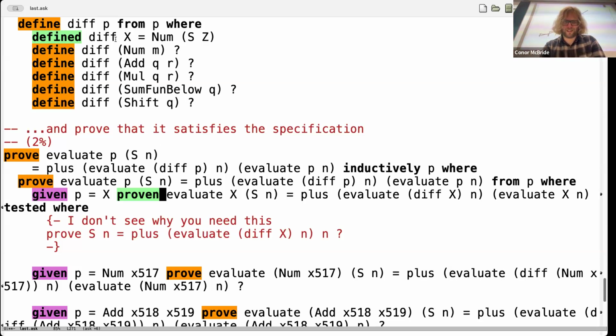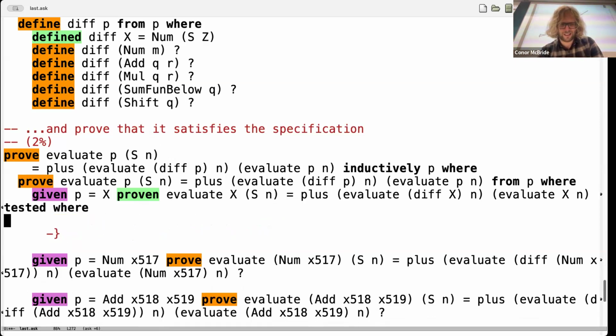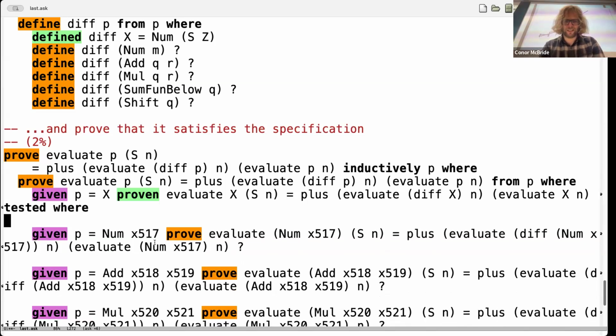So now I defined what diff of x should be. It should be num of 1. And then I go down to finish my proof, and I see that I don't have anything to do anymore because the equation is just true. By saying tested, the left-hand side has evaluated to S of n, and the right-hand side has evaluated to plus 1 n, which just computes to S of n. So that was a nice surprise. I can delete this, and that case is done.